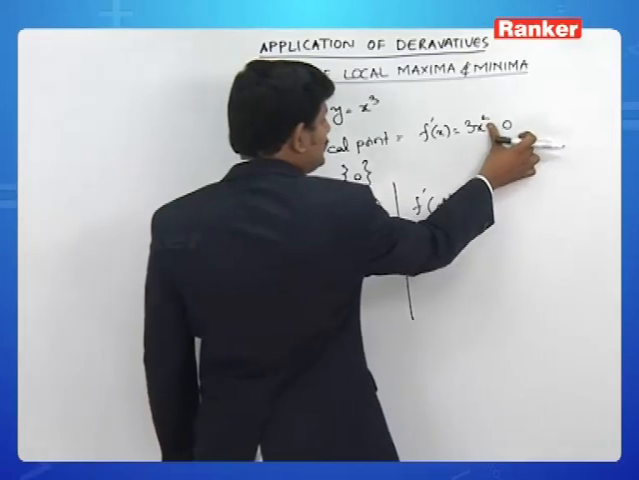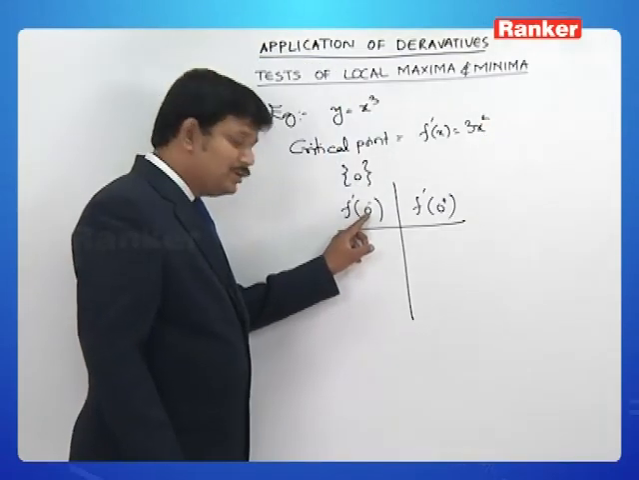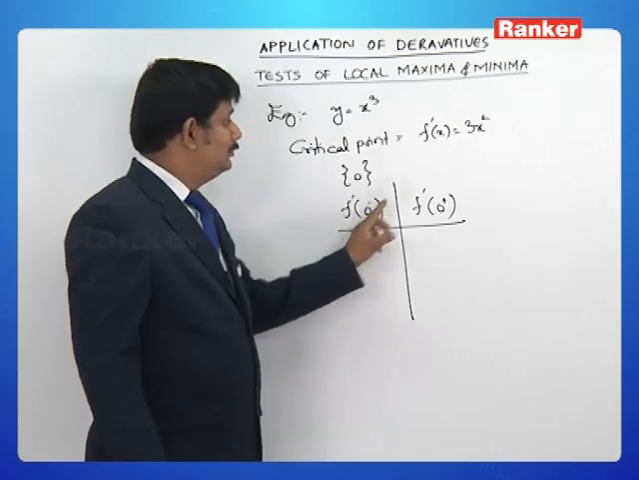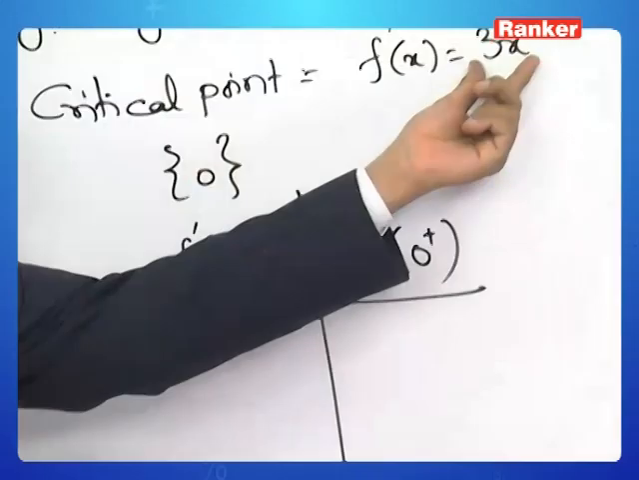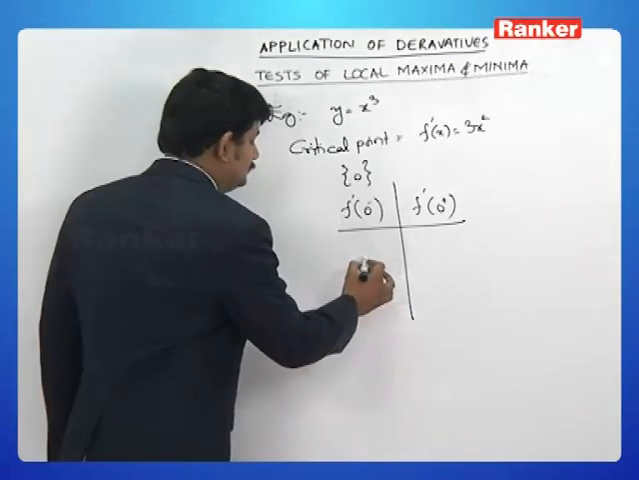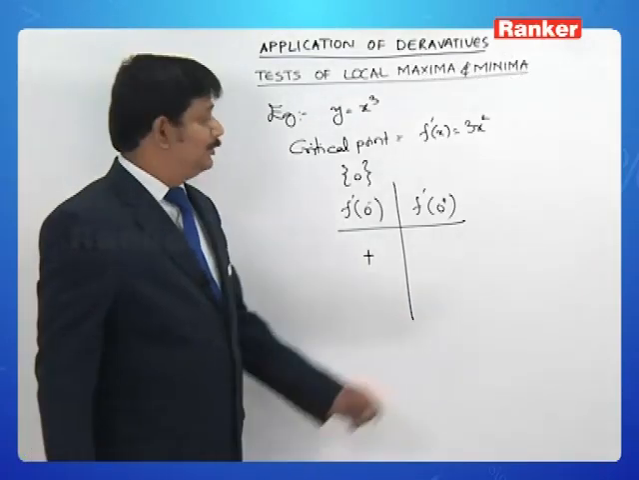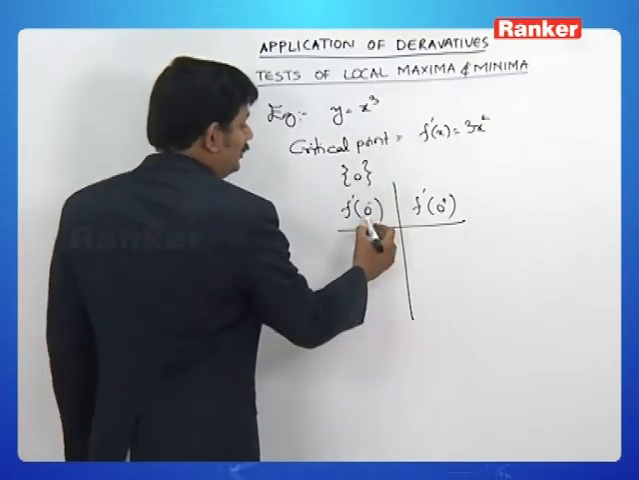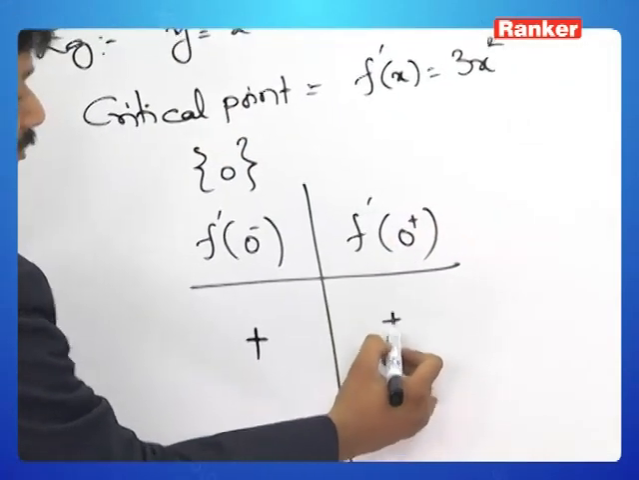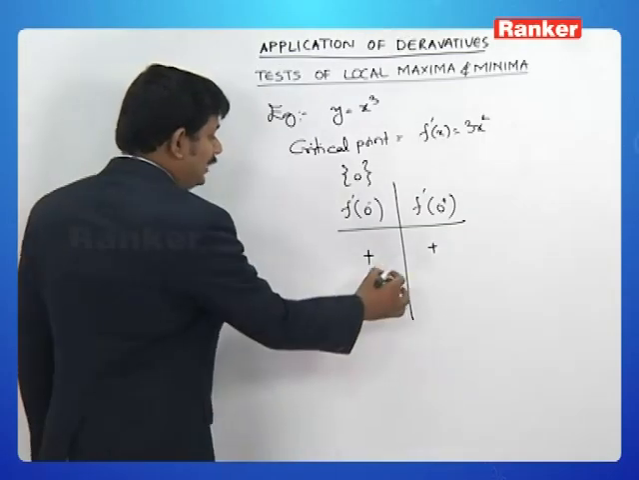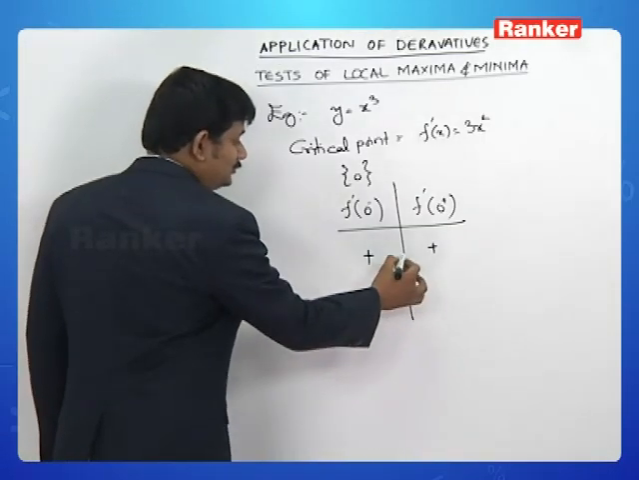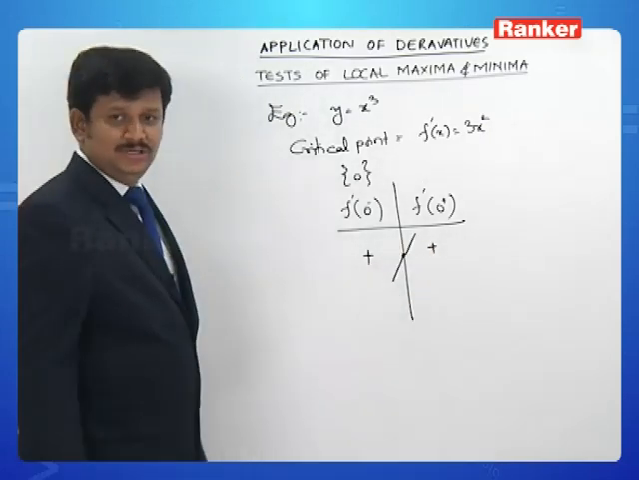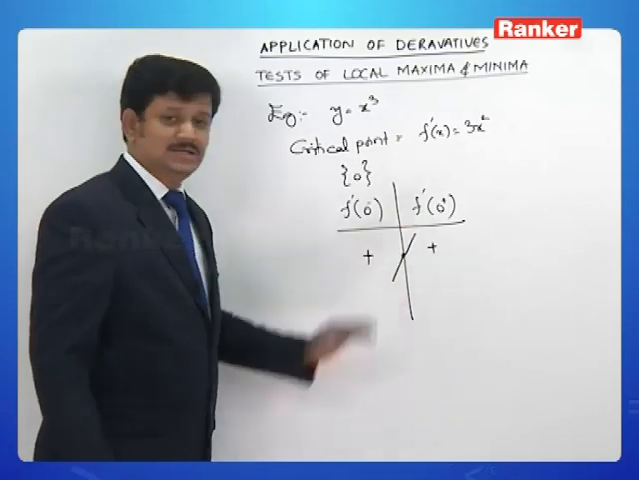F dash of x is 3x square. At a point to the left of 0, slightly smaller than 0, when I substitute here, 3x square would be positive. Irrespective of whether x is negative or positive, because we have x square, it will be positive. And f dash of 0 plus is also positive. Now, to the left, tangent slope is acute, positive, and to the right also tangent slope is positive. So, it is acute angled inclination tangents.